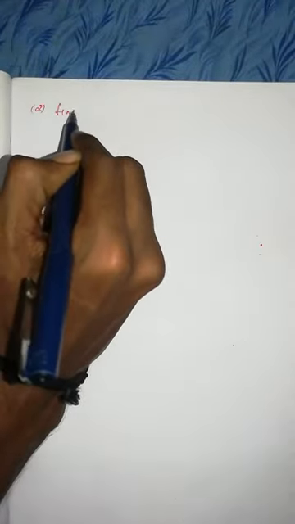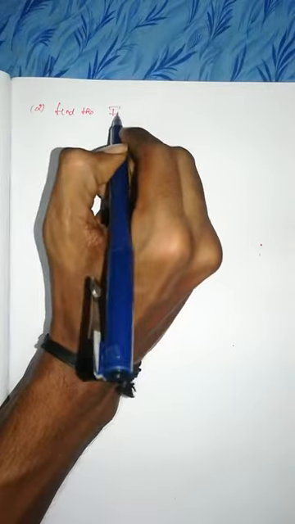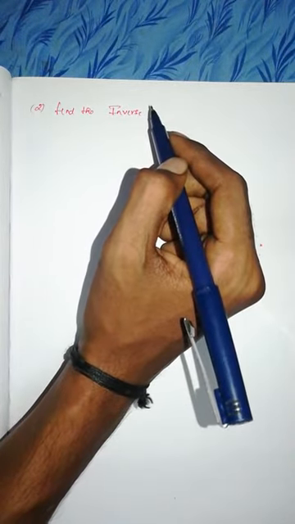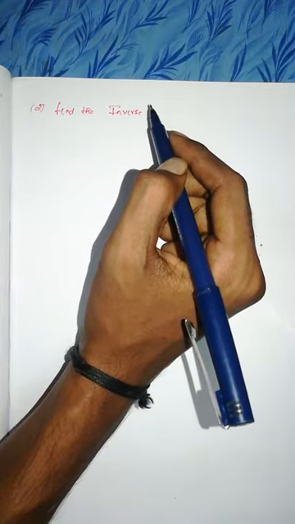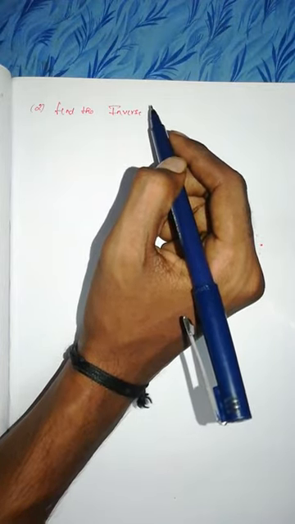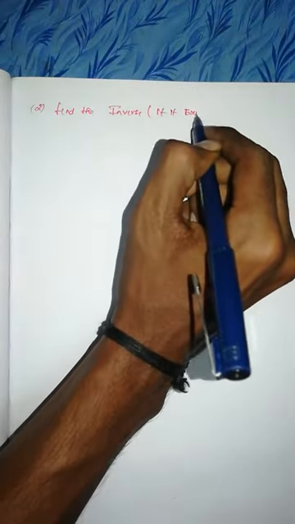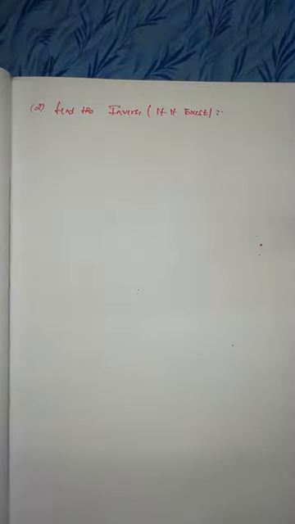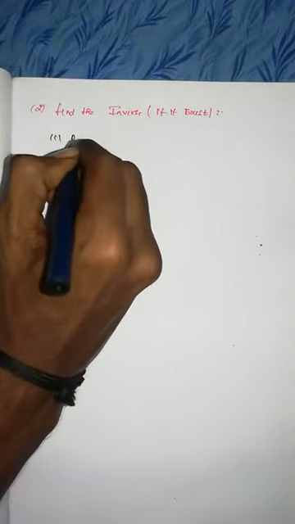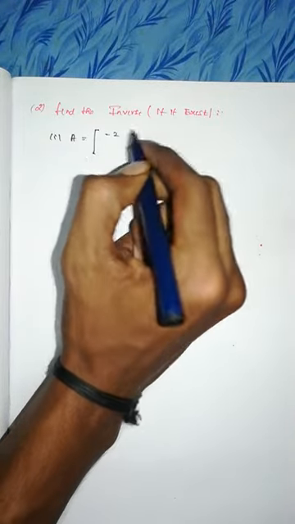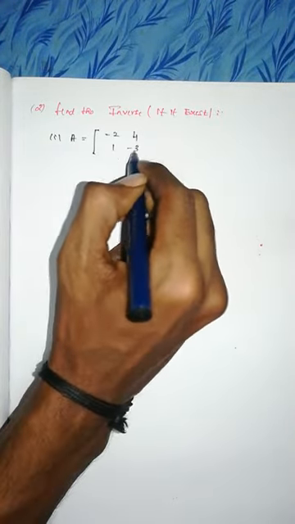Find the inverse of the following matrices, if it exists. I already spoke about this inverse in the last video. The first problem, I'm taking that as A. So A is minus 2, 4, 1, minus 3.